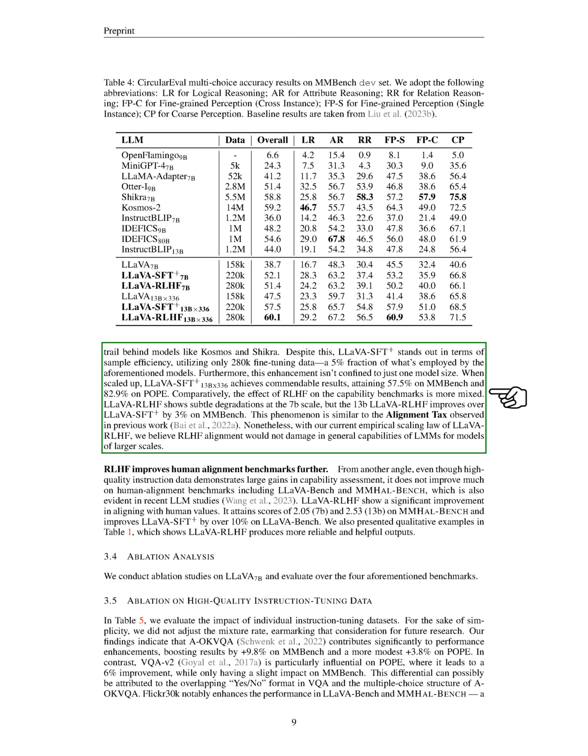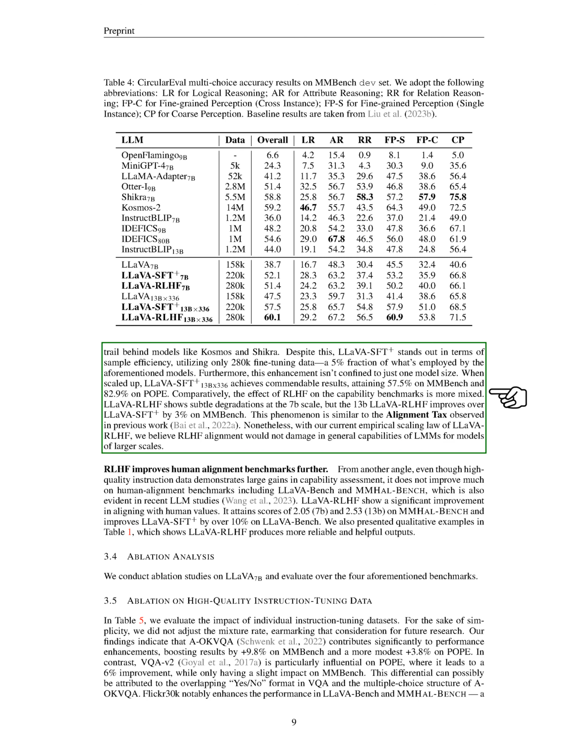However, it's important to note that LLAVA SFT+ still lags behind models like Cosmos and Shikra. Despite this, LLAVA SFT+ stands out in terms of sample efficiency, using only 280K fine-tuning data, a 5% fraction of what's used by the aforementioned models. This improvement isn't limited to just one model size. When scaled up, LLAVA SFT+ 13B x 336, achieves notable results, reaching 57.5% on MMBench and 82.9% on POPE.